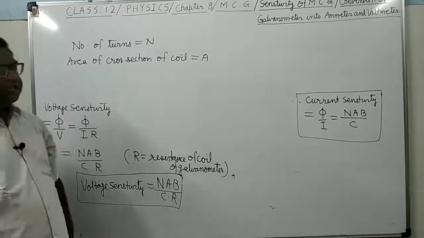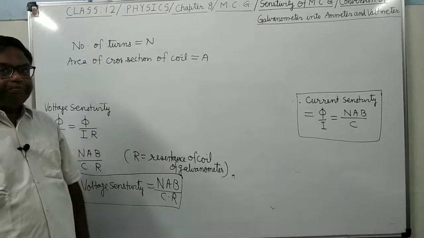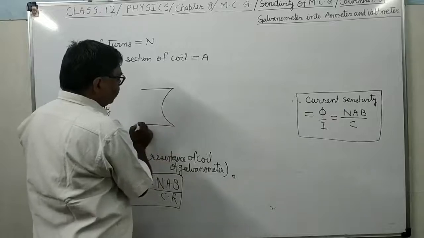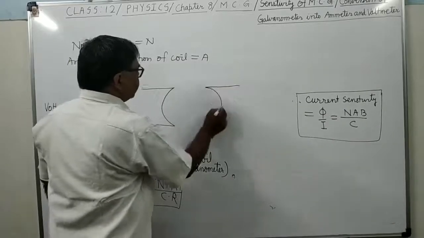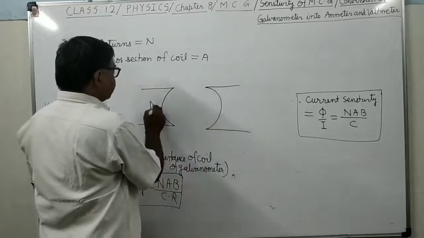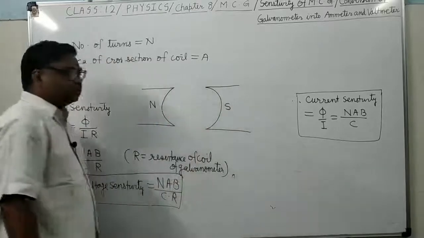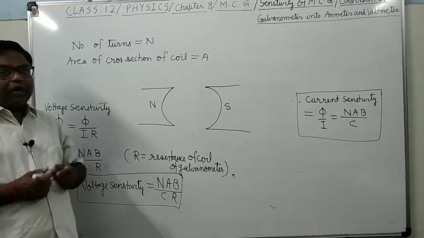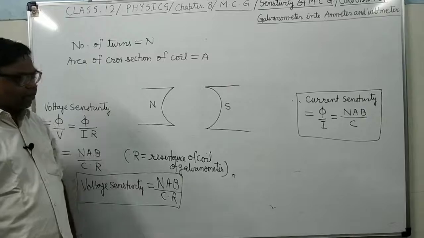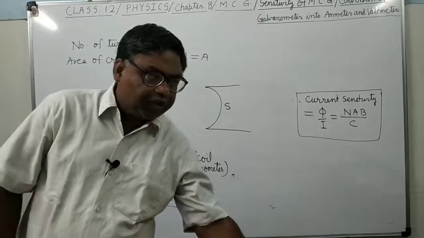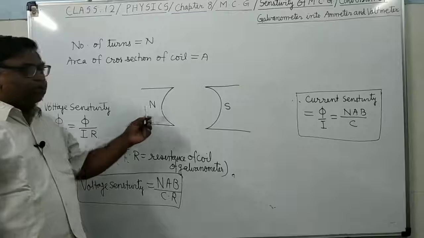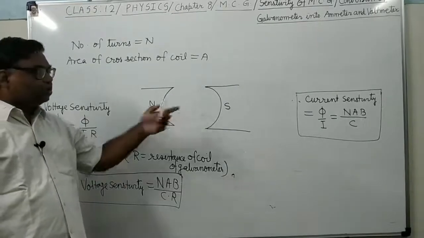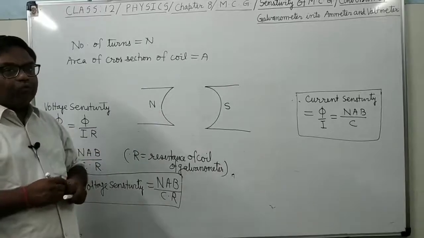But B we can increase very high. And how can you increase B very high? As you know, the coil is placed in between the concave cylindrical magnetic pole pieces, which produce a strong magnetic field at the position of the coil. Secondly, how can you increase B? By using powerful concave cylindrical magnetic pole pieces which produce a strong magnetic field at the position of the coil.